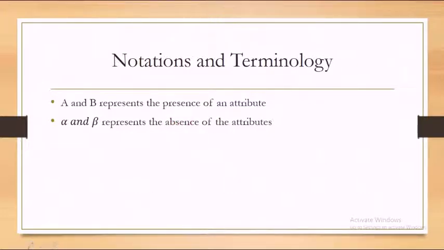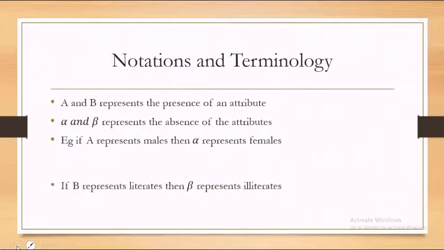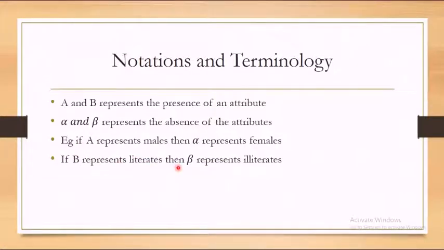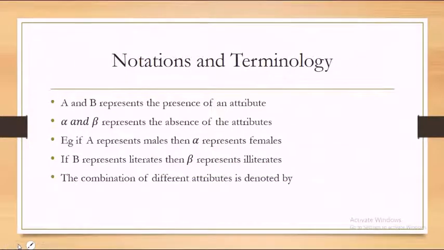For example, if A represents males, then alpha represents females. Then if B represents literates, then beta represents illiterates. Therefore, the combination of different attributes is denoted by a bracket, and inside the bracket I have written (AB). I can also write it as (Aβ), (αB), and (αβ).